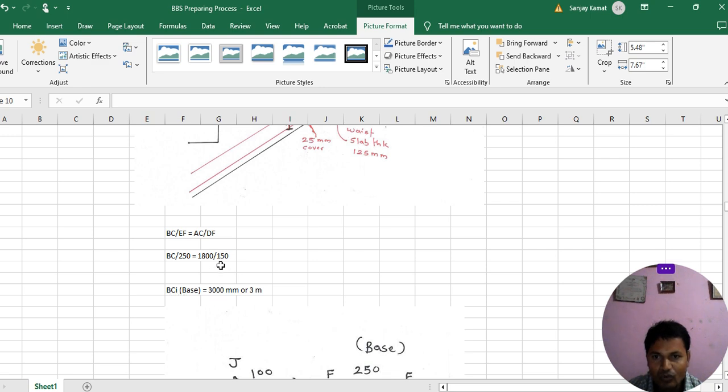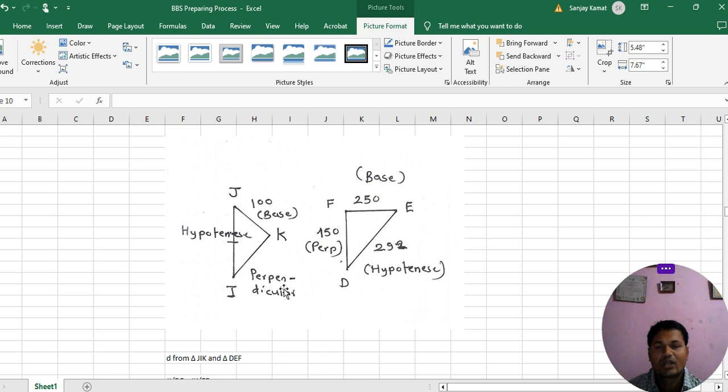Then first of all divide 1800 by 150. After dividing, multiply this with this, then you will get how much? 300. Then 300 is equal to how much? 3 meter. Okay. Similarly, after solving that, you can come here. So this is the triangle. Another triangle we have assumed here. This is JKI, and another figure we have taken is DEF.